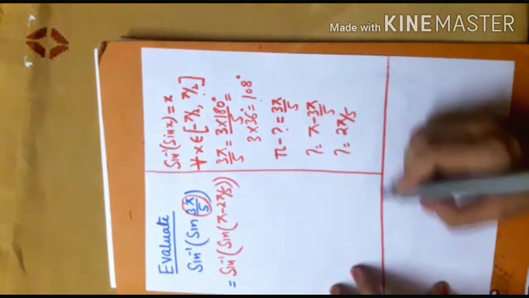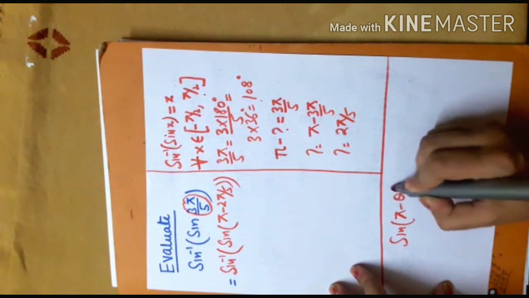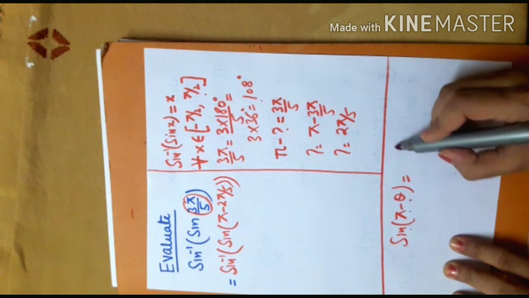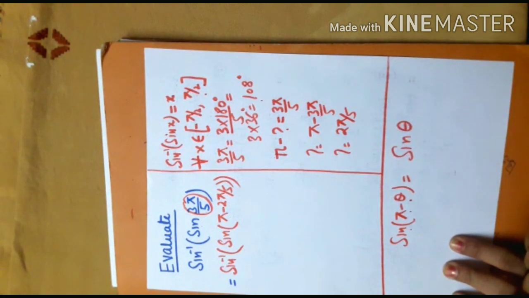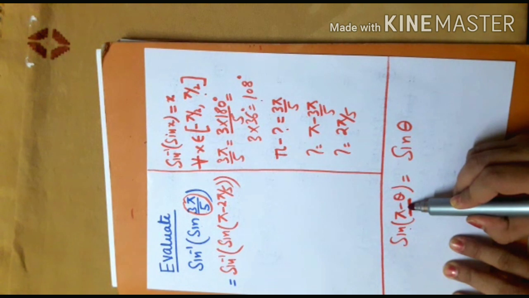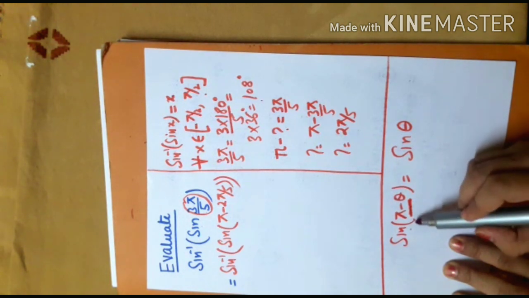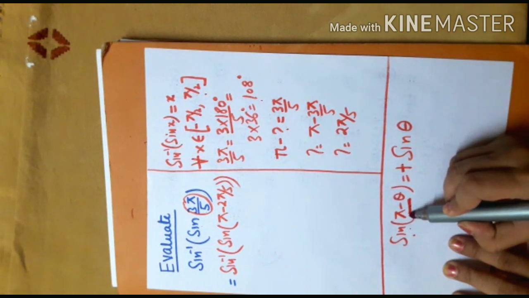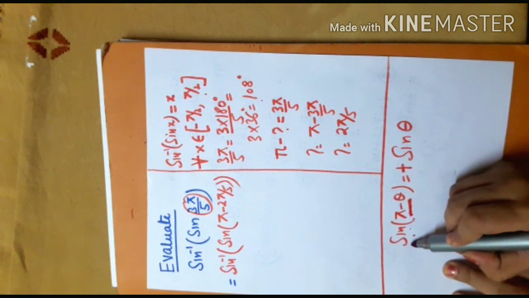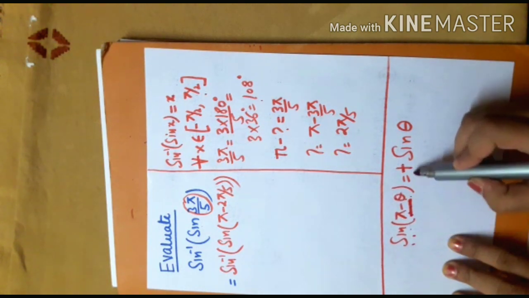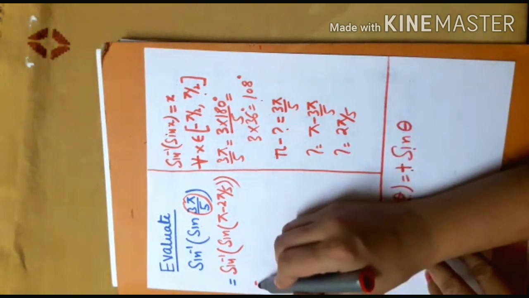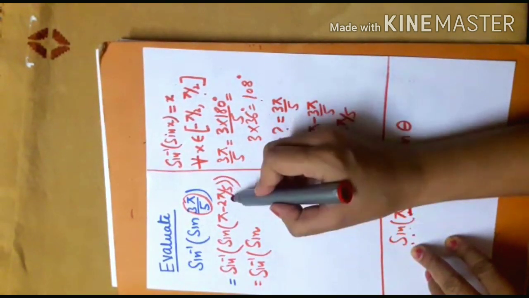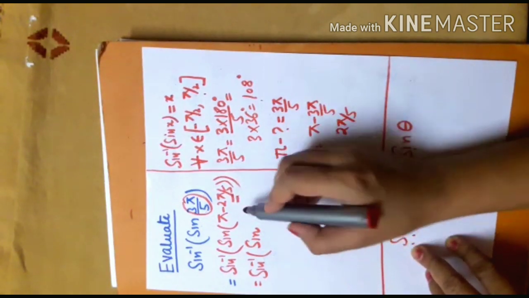Now this is sine pi minus theta. We know that sine pi minus theta is equal to sine theta because pi minus theta will lie in the second quadrant. In second quadrant, sine is positive, and because pi is an even multiple of pi by 2, the ratio will not change. So sine pi minus theta will be sine theta. So here this sine inverse, and it will be sine theta, and the role of theta is being played by 2 pi by 5.